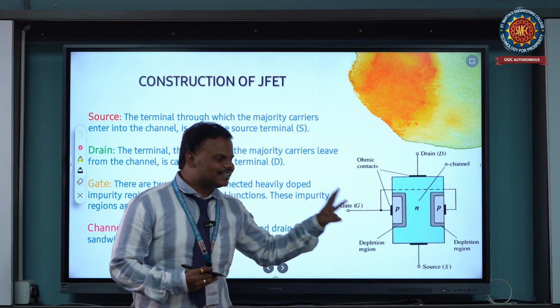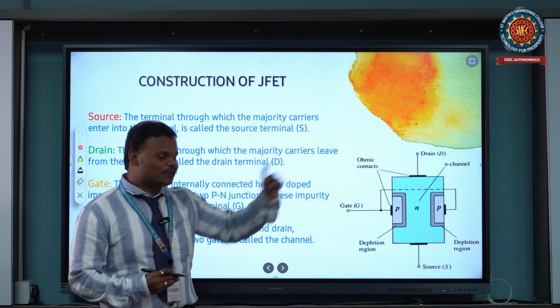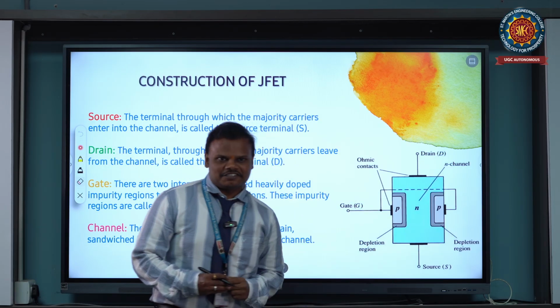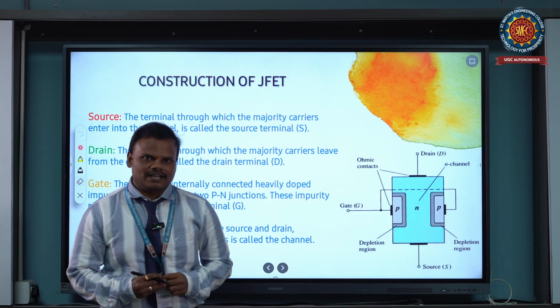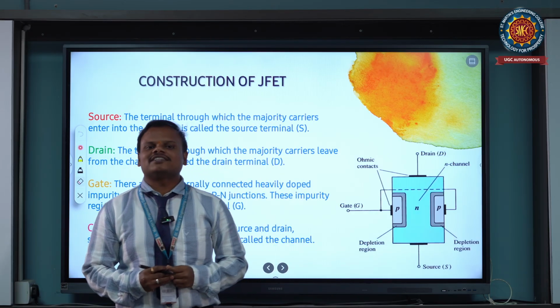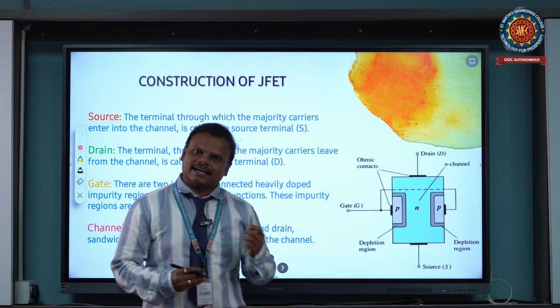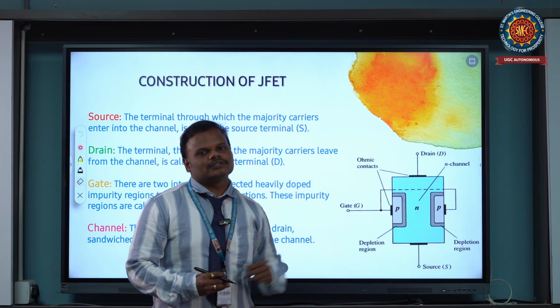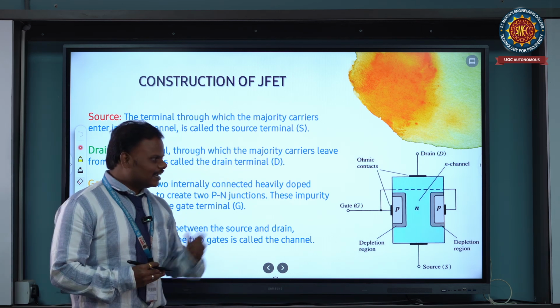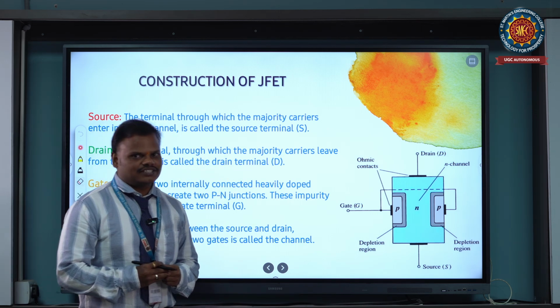There is one more thing: the space between source and drain is called the channel. The channel is the path from source to drain where the majority carriers travel from one region to the other. So these are the three regions of the JFET, and this is the construction of the JFET.